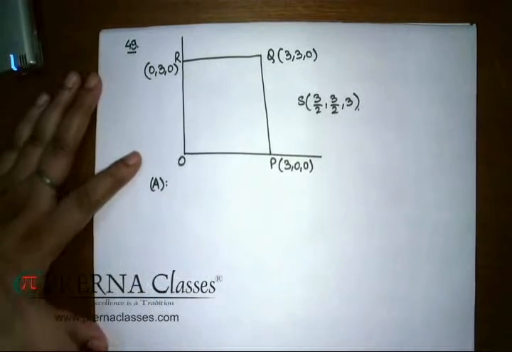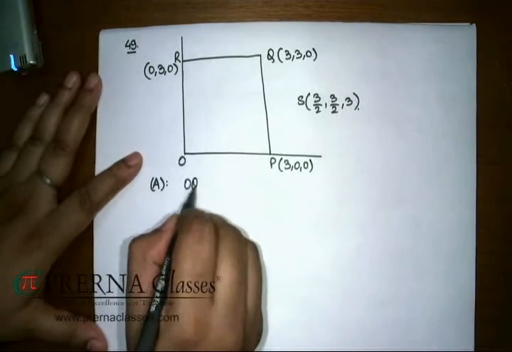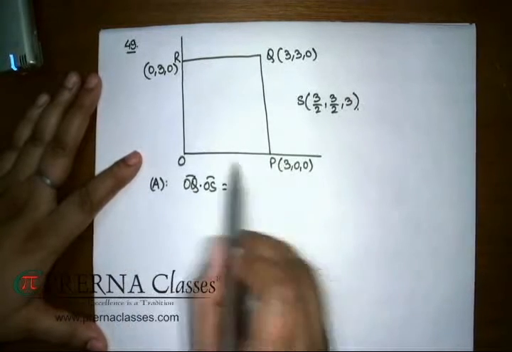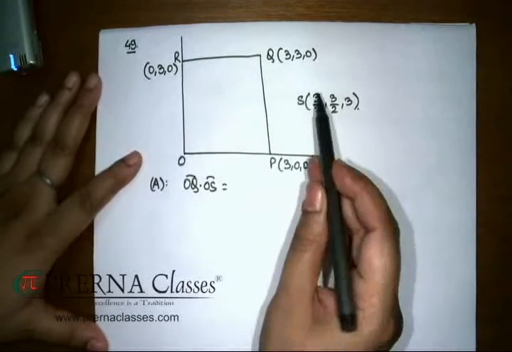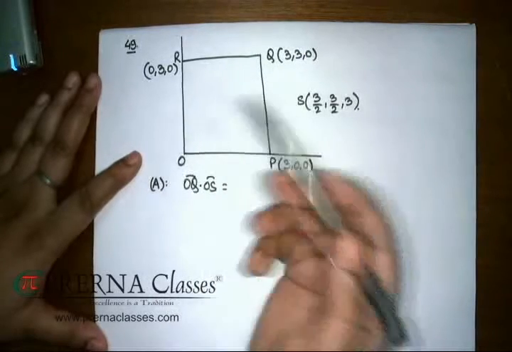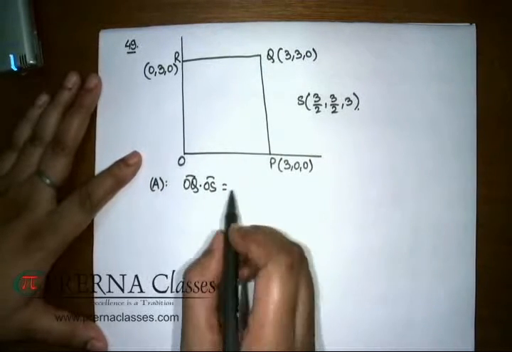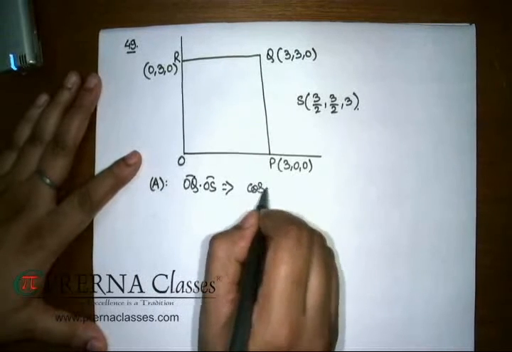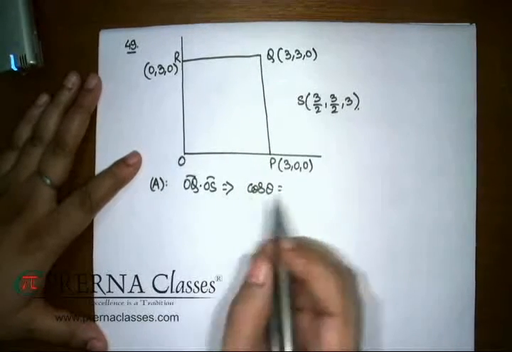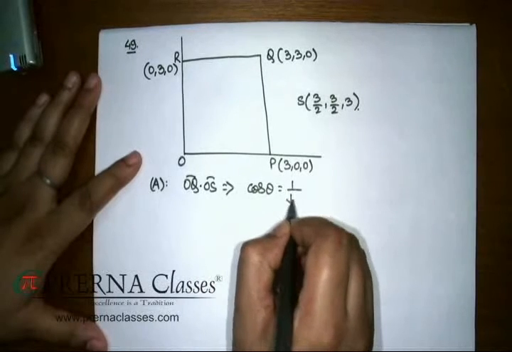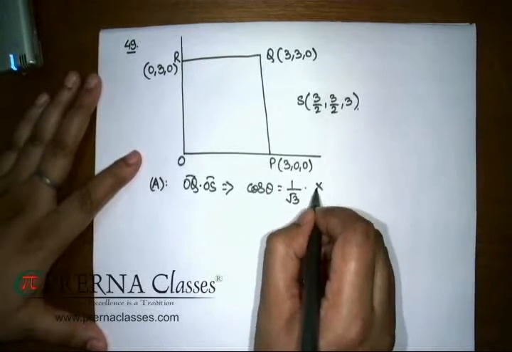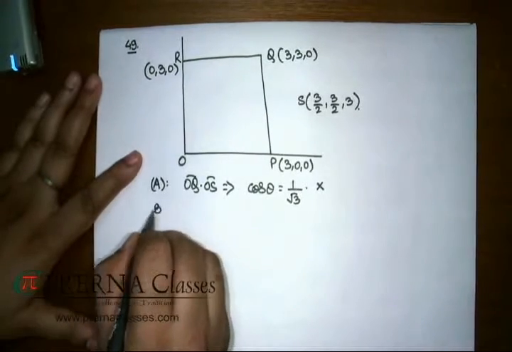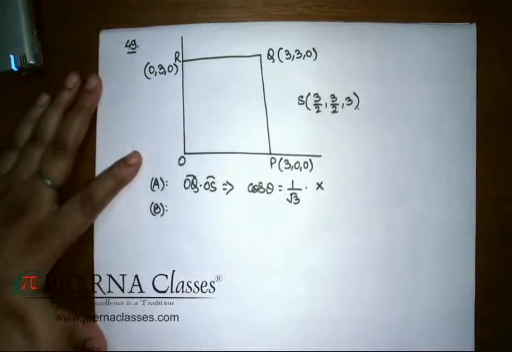In the first option, we are supposed to figure out the angle between OQ and OS. You can check OS vector is known, OQ vector is known. You can easily manage this. Once you figure out this dot product and relate it with cos theta, which is the angle between OQ and OS, you will find that cos theta is going to be 1 by root 3, clearly, which is going to make option A incorrect.